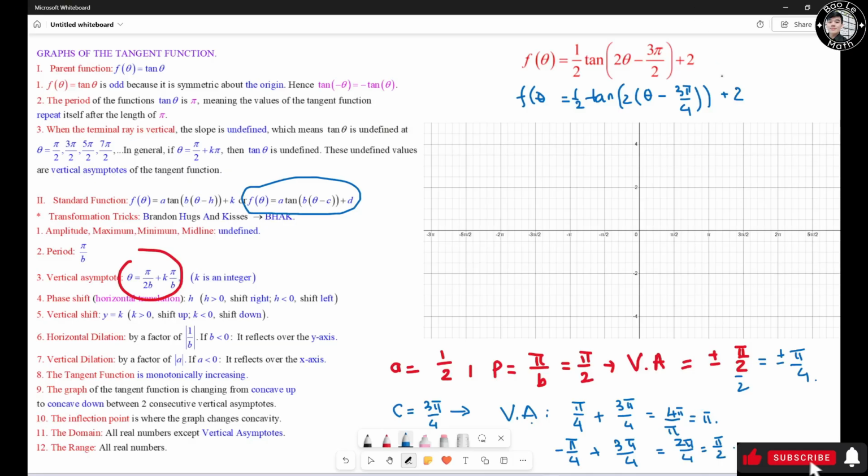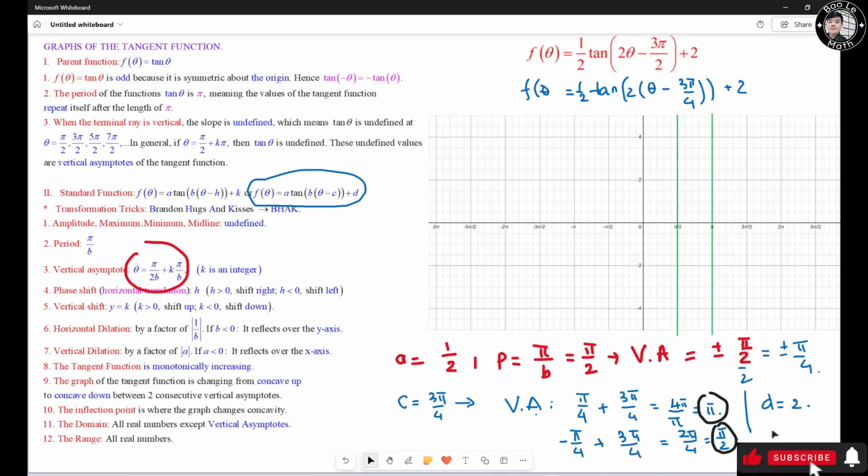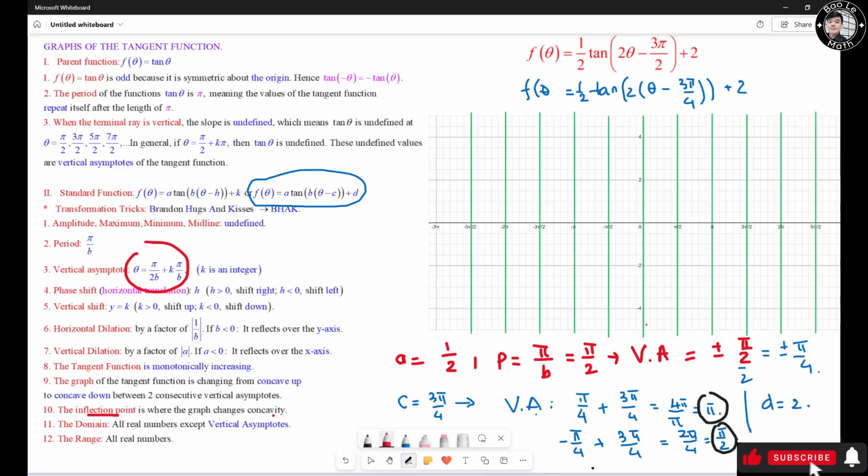And you have the vertical translation. It's going to be D equals 2, or vertical shift, right? And then now we're going to sketch the vertical asymptotes first, right? So the vertical asymptotes should be pi and pi over 2 right here, right? Now, after you have 2 vertical asymptotes right here, you just duplicate this one and you have a bunch of vertical asymptotes, right?